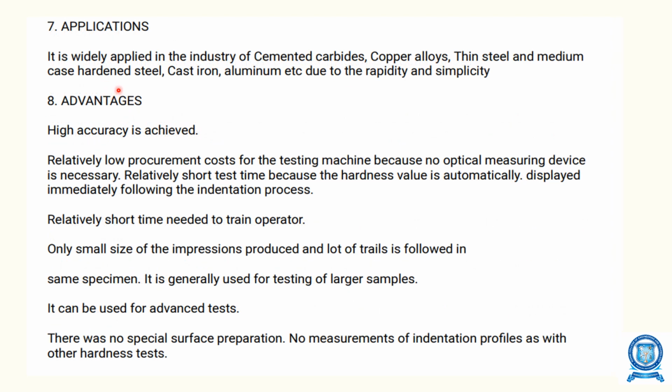And the applications: this kind of test is mainly used for cemented carbides, copper alloys, steel and cast irons. In these materials we will be using the hardness test. The advantages are that it has very high accuracy, there is no need for trained operators, and it is a quick operation. These are the advantages of the hardness test.